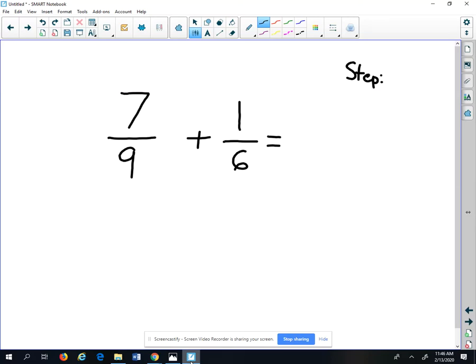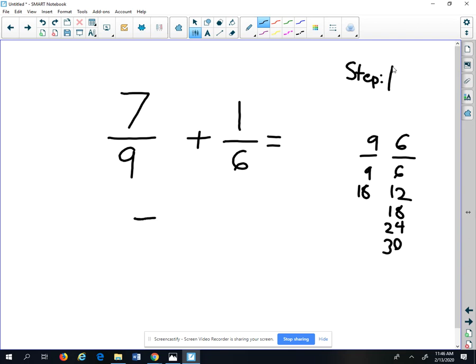Okay, hey guys, today we're going to show you how to add fractions with unlike denominators. You can't add fractions with unlike denominators, so we need to make them the same. So we list a few multiples of the two denominators, 9 and 6, until we get the least common multiple, or the first multiple in common. When you find the least common multiple, take that number and make it the new denominator.